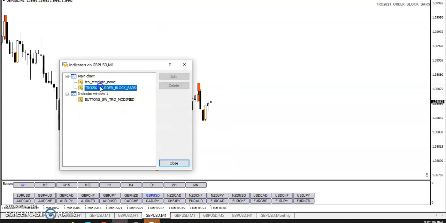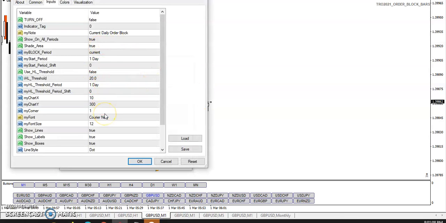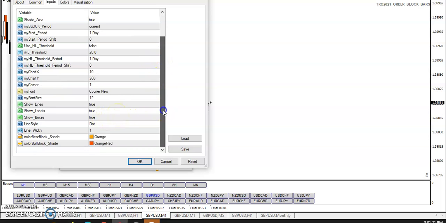And as far as this indicator goes, once again, you can set the block period, the start period, whether or not you want the threshold on, and pretty much the same settings as before.